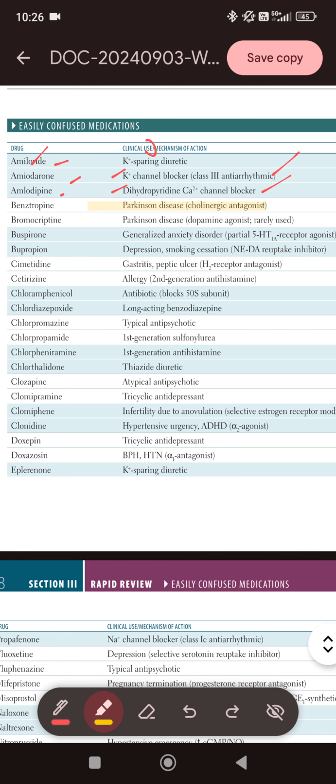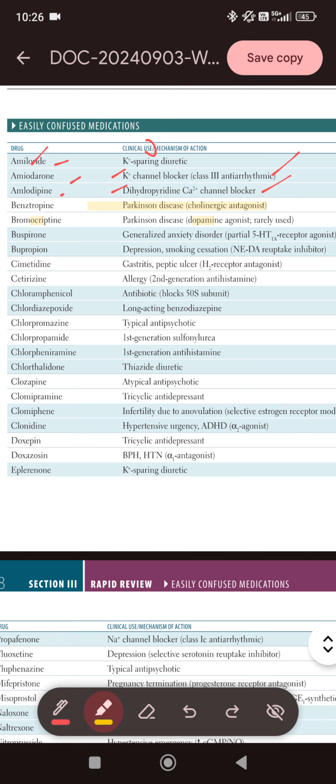Bromocriptine, also we can learn it. C and C is not going together, it's different. Bromocriptine is a dopamine agonist, and it is rarely used now. Parkinson's disease.